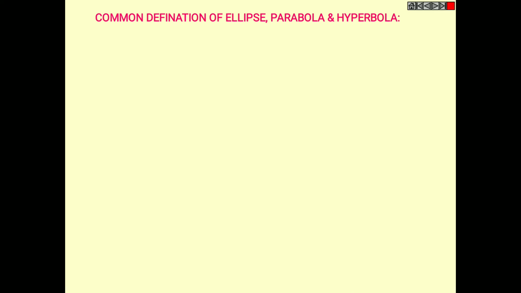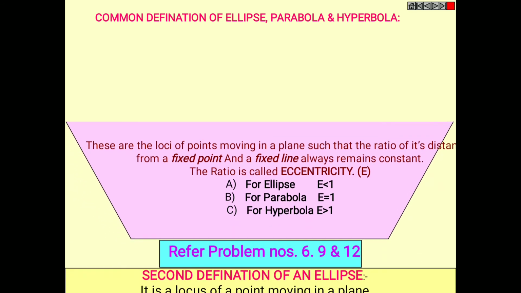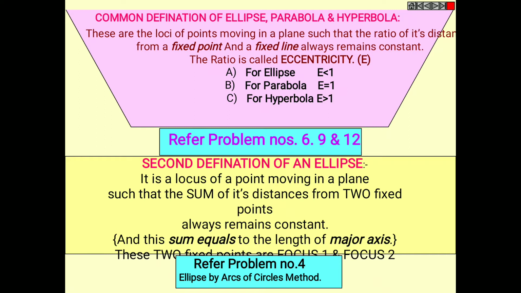See, common definitions of ellipse, parabola and hyperbola. These are the loci of points moving in a plane such that the ratio of its distance from a fixed point and a fixed line always remains constant. The ratio is called eccentricity, and it is denoted by capital E. So, this denotes this value of ratio.